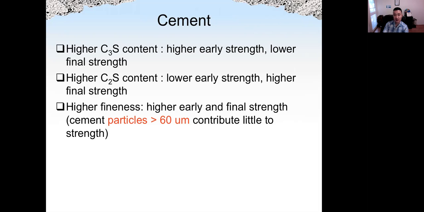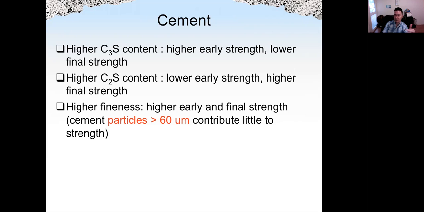Fineness, which is the particle size or the surface area of the cement. If we increase the fineness of cement by reducing the particle size, then early strength and the final strength will both be higher. Okay, why is that the case?